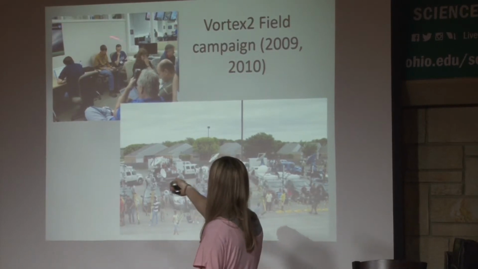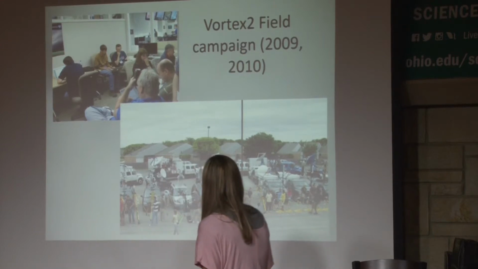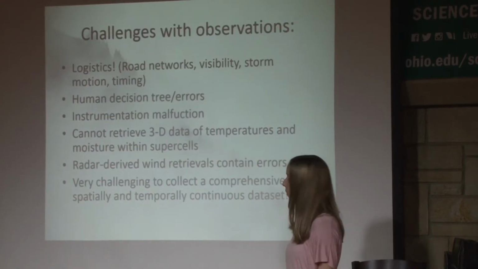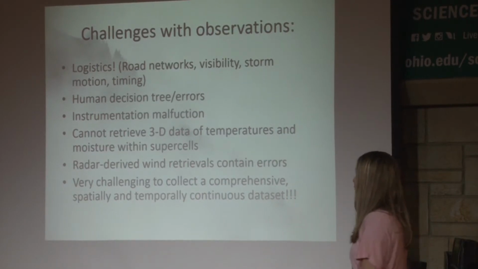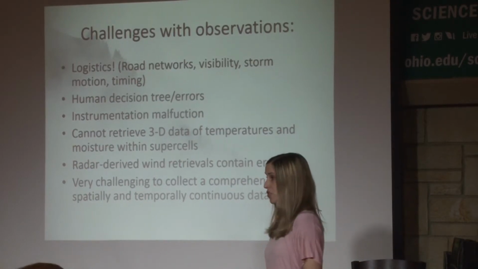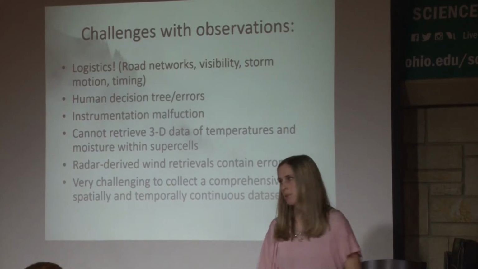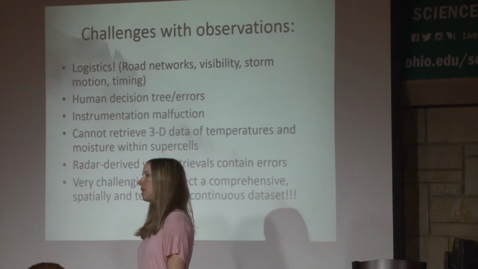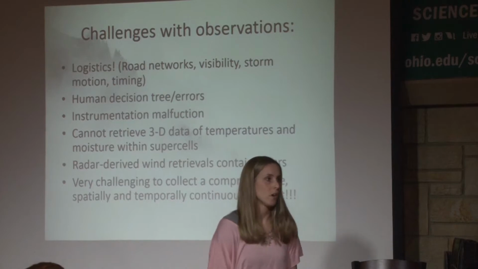These are the decision makers who were trying to figure out where to go, what to do, etc. You can argue about how successful that field campaign was, and we won't do that today. But there are some challenges, some of which I already mentioned with observations. Obviously, there are logistical issues with observations, things that you can't control: road networks, visibility, storm motion, timing, etc. But there are also human choices involved here.